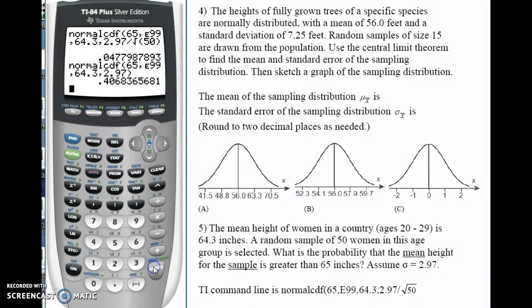And it's pretty common. But the mean of a whole bunch of women, they're not going to be on average that tall. So be careful when you read these. Watch for those words mean and sample.